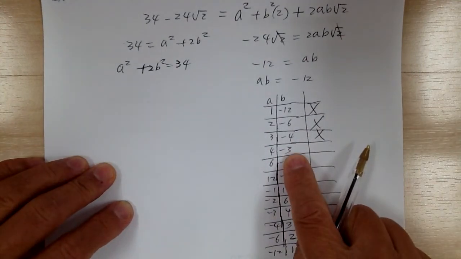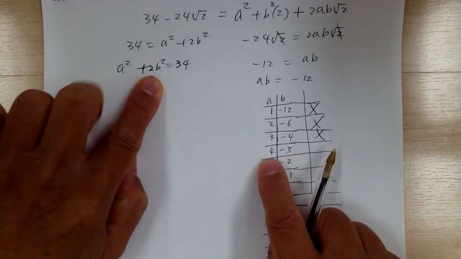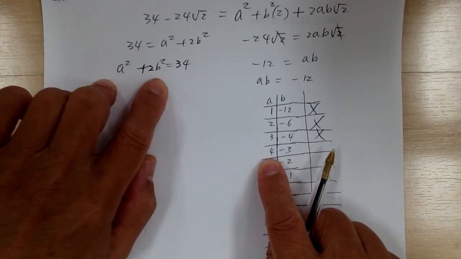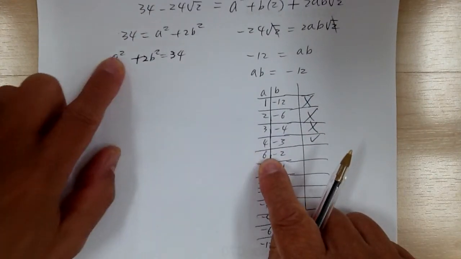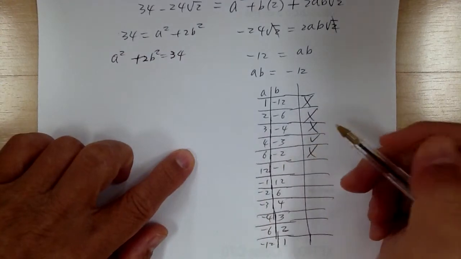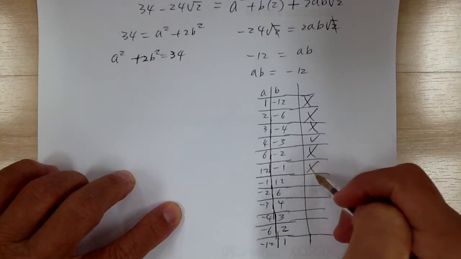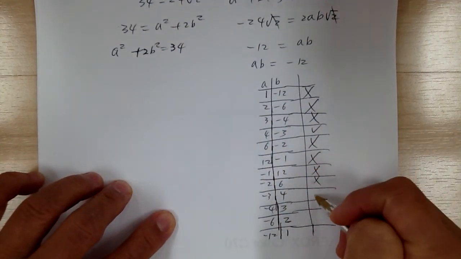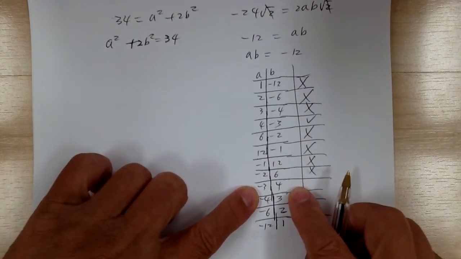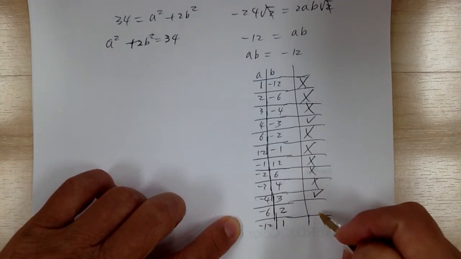Let's try this one. Negative 3 squared is 9, times 2 is 18, and 4 squared is 16. 16 plus 18 gives 34, so this one is good. Try this one over here: 6 squared is 36 already, so it's no good. So the only combination that works is this one here. 12, you put in here, you get 144, so any 12 is no good. So again, this one is good.